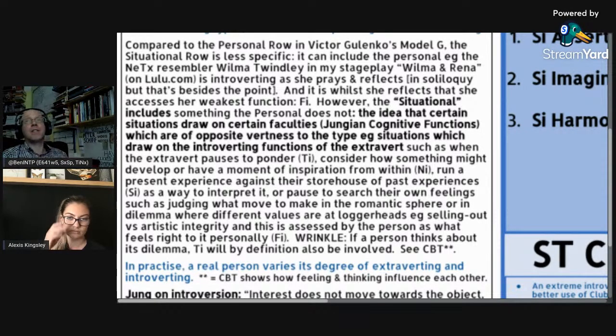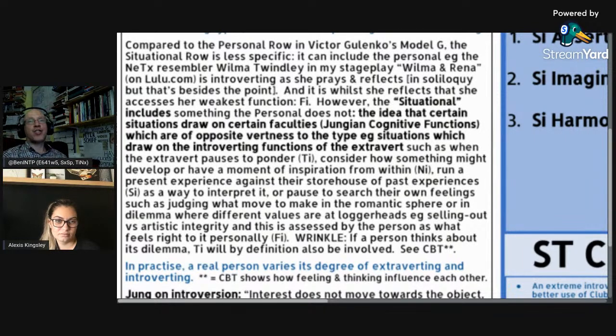Compared to the personal row in Victor Gulenko's model G, the situational row is less specific. It can include the personal, e.g., the ENTP resembler Wilma Twen Lee in my stage play, Woman Wilma, on Lulu.com, is introverting as she prays and reflects in soliloquy, but that's beside the point. And it is whilst she reflects that she accesses her weakest function, FI.